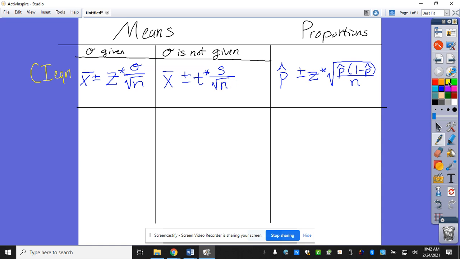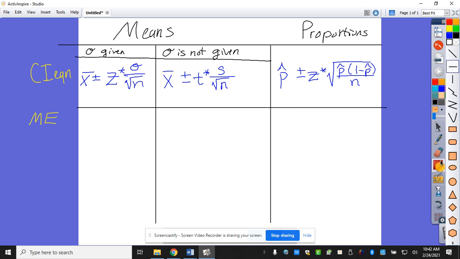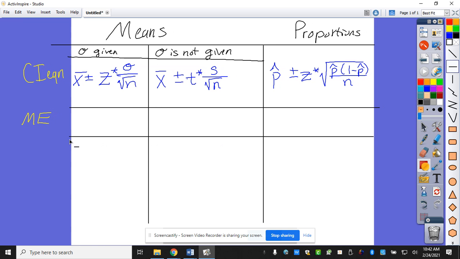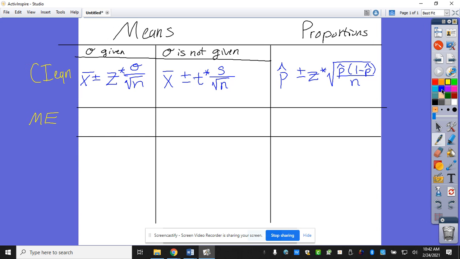Just so that we understand pieces of that equation, what does ME stand for? Margin of error. If you don't know what ME stands for, I would write margin of error underneath, but hopefully y'all know what ME stands for. So just going through which part of the equation actually is the margin of error. What over here is the margin of error for my first equation? Starting where? Z. So everything after the plus or minus, and that applies for all three equations. Everything after the plus or minus is your margin of error. This one is just t and s instead. This one is starting with z and then going to the square root of p hat times 1 minus p hat over n.